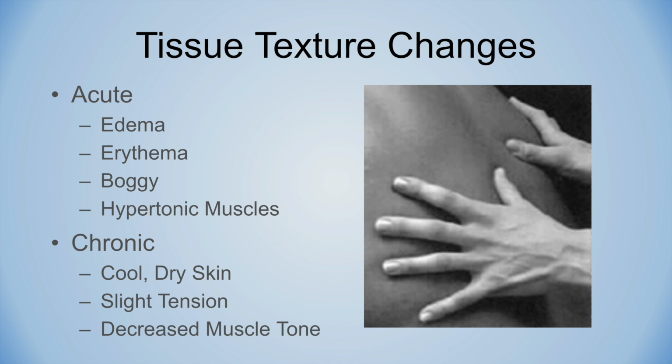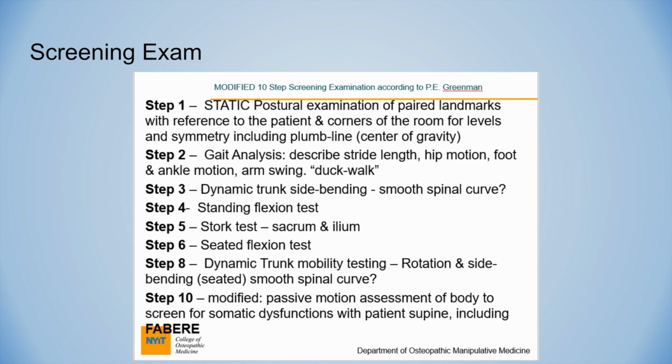As this is somebody's back here, you might be feeling areas that are more edematous or boggy feeling with some hypertonicity, so increased muscle tension, and that might signal to you that there's some more acute changes or inflammation in that area, as opposed to chronic tissue texture changes. Some chronic old injuries might have a little bit less of that hypertonicity. They might even have decreased muscle tone, and it'll often feel more of a cool or a dry sensation. So when we do our screening exam, there's a number of ways to do this.